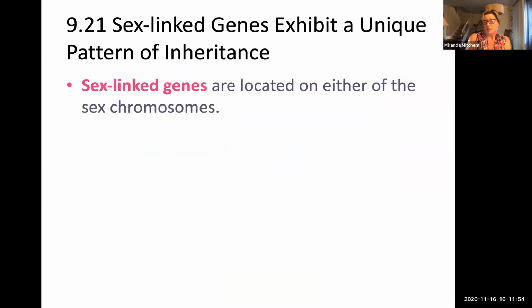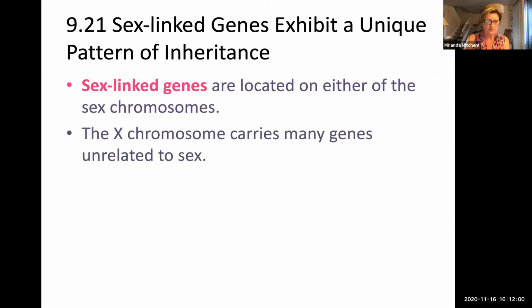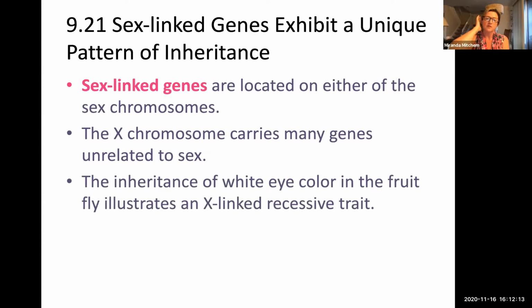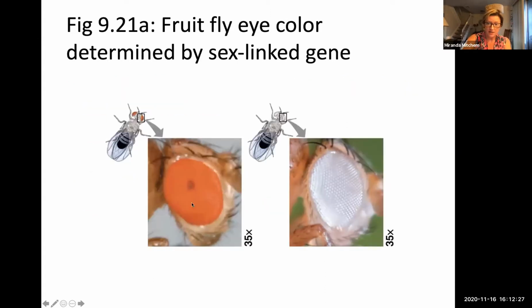So sex-linked genes can be on either the X or the Y. They're linked because they're on one of the sex chromosomes. And these genes don't have to have anything to do with sex. Some do, but most of them don't. In fact, the X chromosome has lots of genes on it that have nothing at all to do with sex. So we'll look at the example of eye color in fruit flies. And this is an X-linked recessive trait in fruit flies to get white eye color instead of red. So we've got red eyes and white eyes we're looking at. So this is recessive, this is dominant.